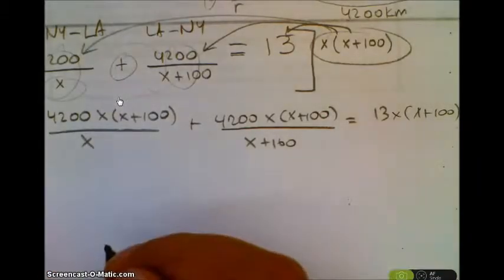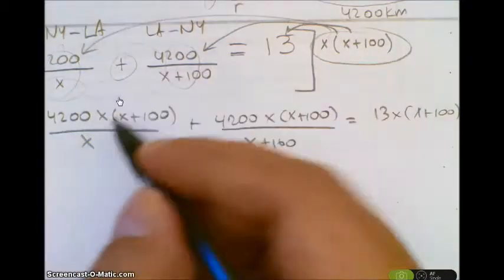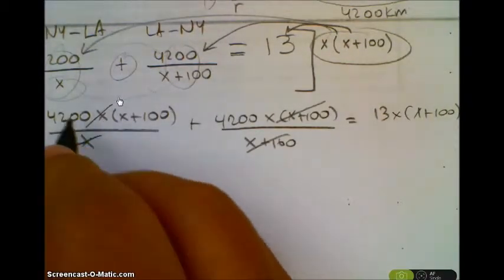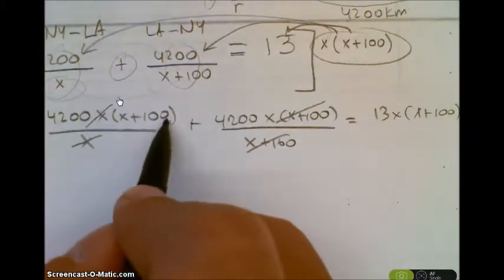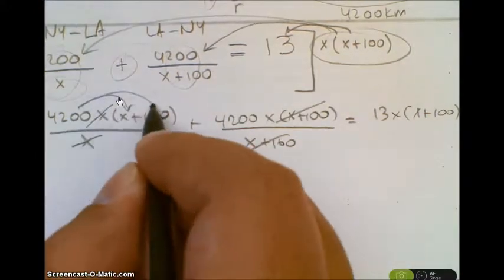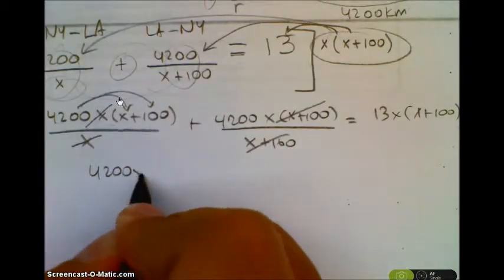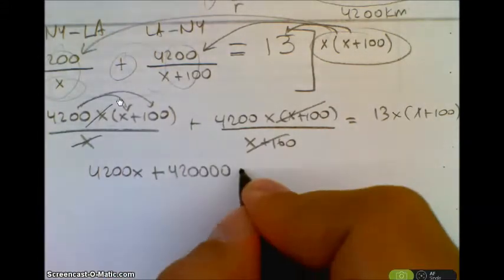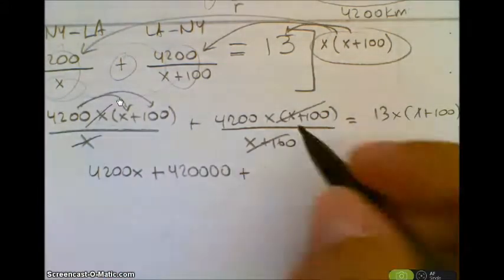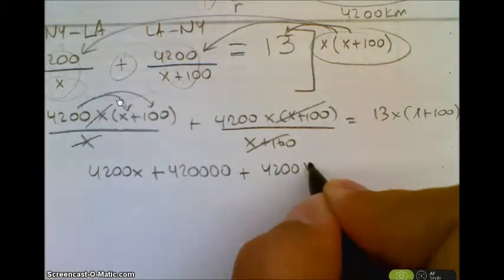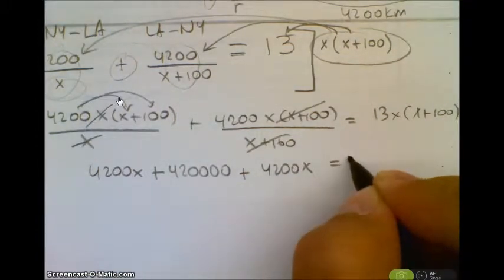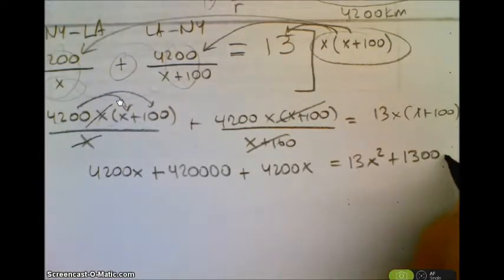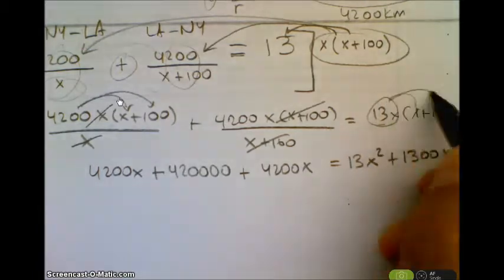Okay, so now I'm just going to cancel out what I can. These two go, these two go. So I have 4200 times this amount. I'm just going to distribute so I don't have an extra line to worry about. 4200x plus 4200 times 100, plus 4200x equals, now this is 13x squared plus 1300x, because I have this times these two.